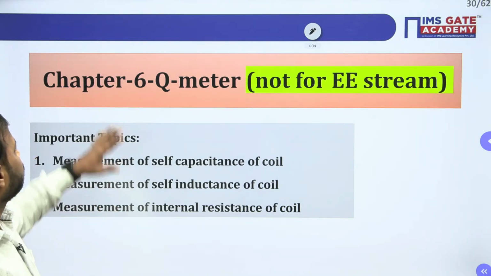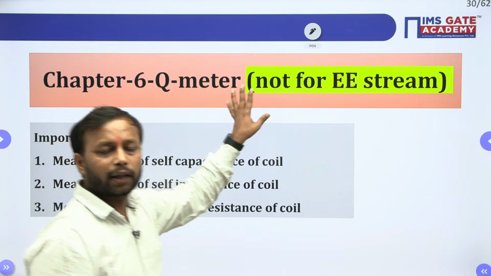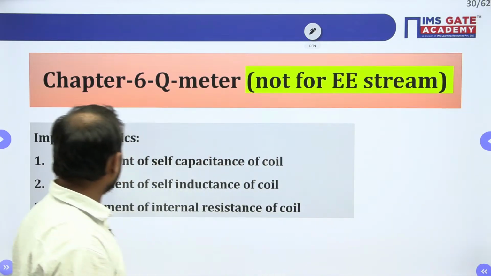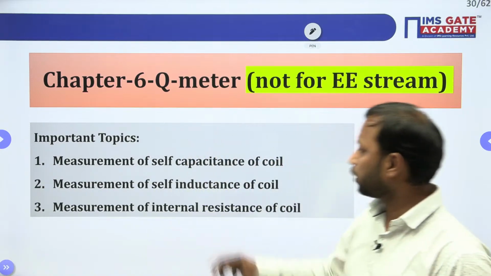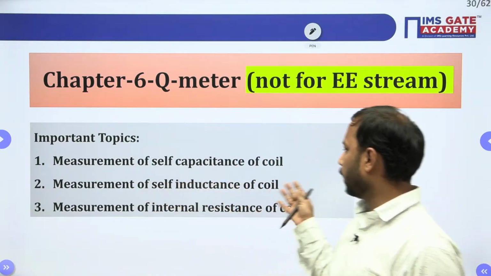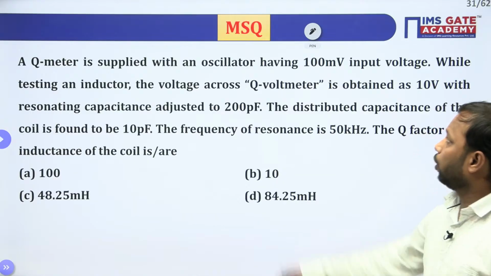This is from the Q meter, which is chapter 6. This is only for the IN stream, not for double E stream. Alright. And in that the important topic is measurement of self capacitance of the coil, measurement of self inductance of the coil, and measurement of the internal resistance of the coil. So let us read the question.